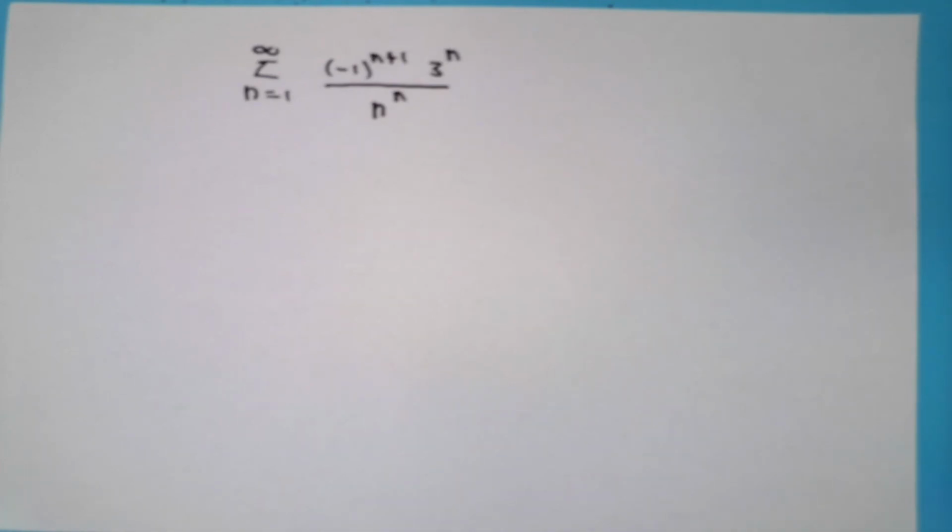Typically, when all factors are raised to the power of the index on the term, or something related to that index in a simple way, that's the signal that you should probably use the root test instead. So I want to look at the sum n equals 1 to infinity, negative 1 to the n plus 1 power multiplied by 3 to the n divided by n to the n.